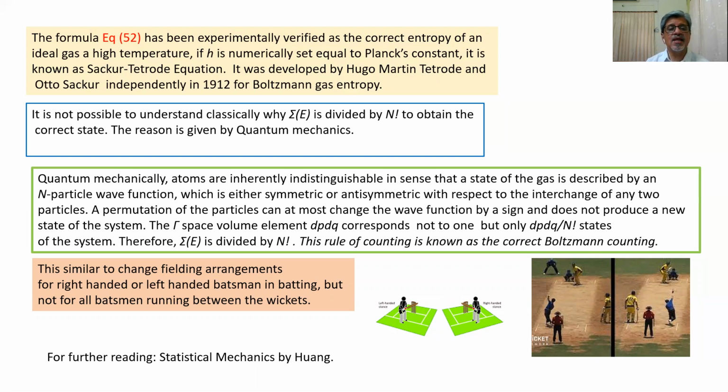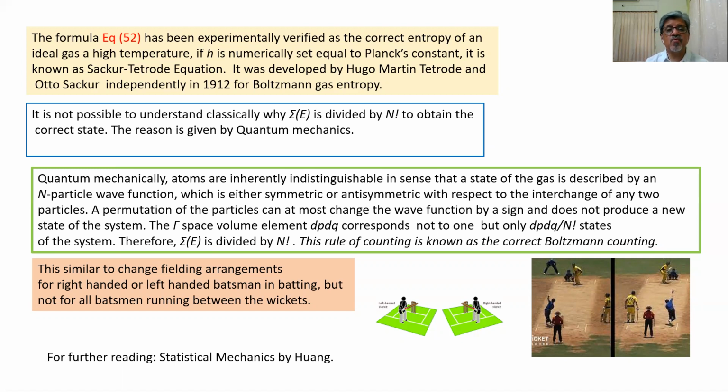Quantum mechanically, the atoms are inherently indistinguishable in the sense that a state of gas is described by a capital N particle wave function. So there are N particles, so an N particle wave function describes the state, which is either symmetric or anti-symmetric with respect to the interchange of two particles. So a permutation of the particles can at most change the wave function by a sign, and does not produce a new state of the system.